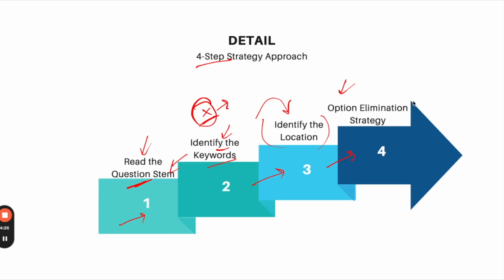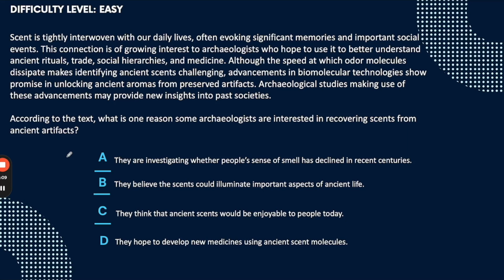Let us try and implement these 4 steps. It's easier to know that these are the 4 steps that you need to take up, but the difficult part is implementing these 4 steps. So let us go ahead and take up the first question on detailed question type that is going to be of an easy difficulty level. Alright, so we have the first question now, and this is of an easy difficulty level.